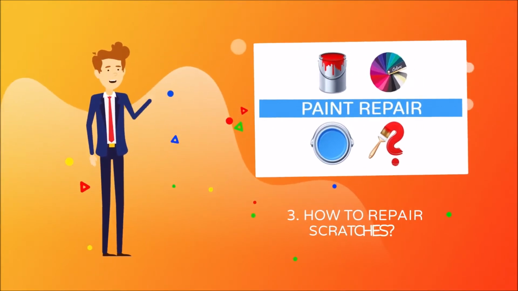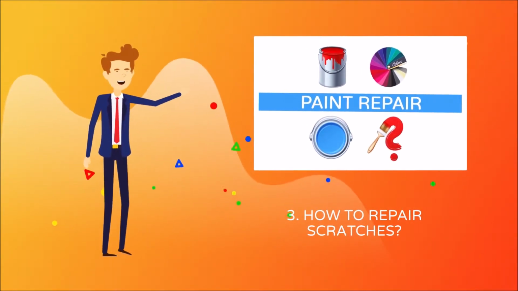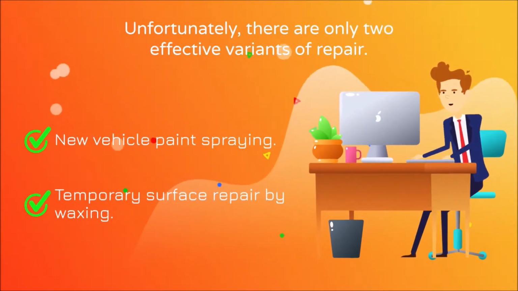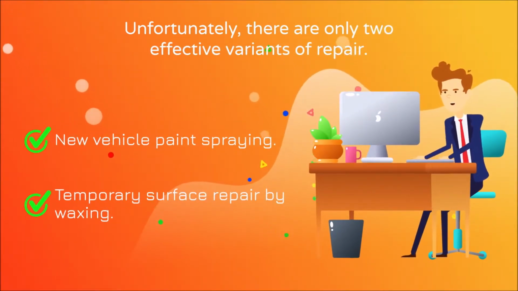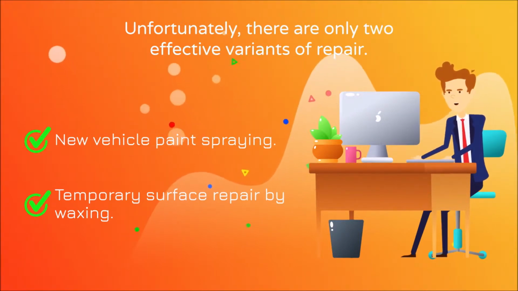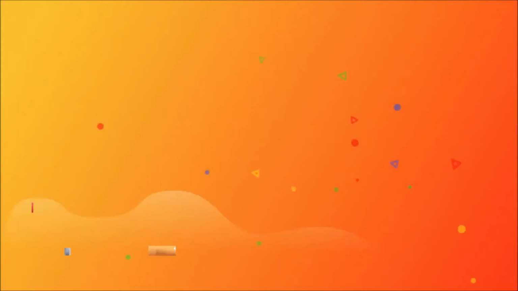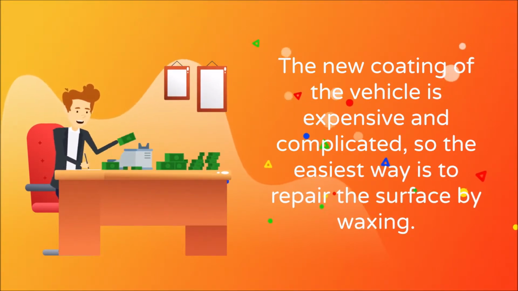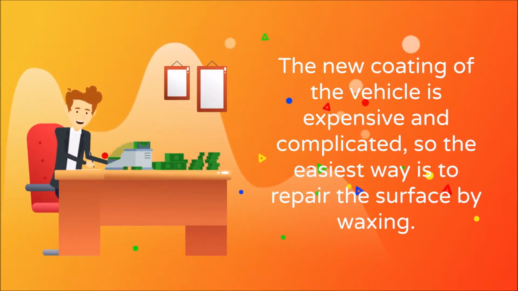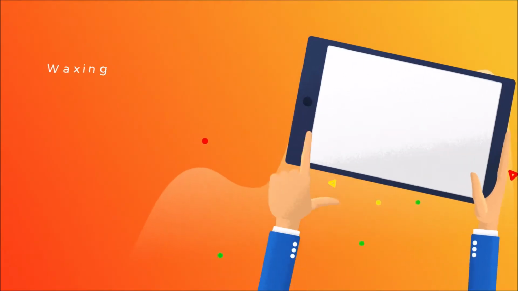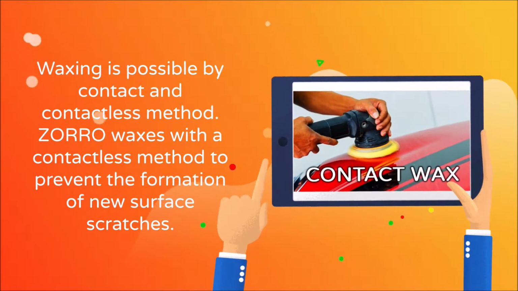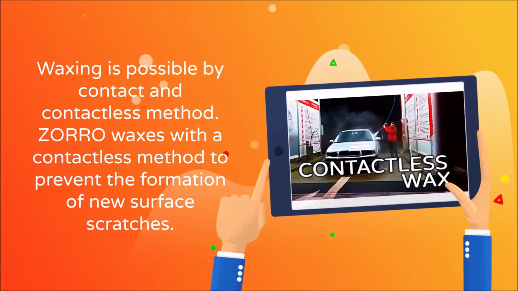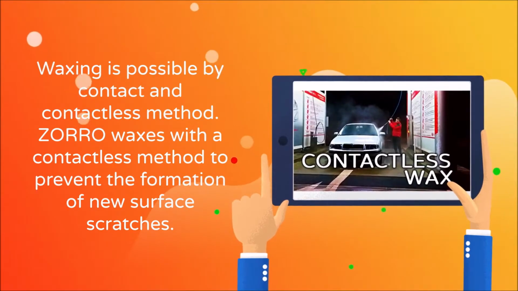And now I'll tell you what the possibilities of repairing scratches are. Unfortunately, there are only two effective variants of repair: new vehicle paint spraying or temporary surface repair by waxing. The new coating of the vehicle is expensive and complicated, so the easiest way is to repair the surface by waxing. Waxing is possible by contact and contactless method. Zorro waxes with a contactless method to prevent the formation of new surface scratches.